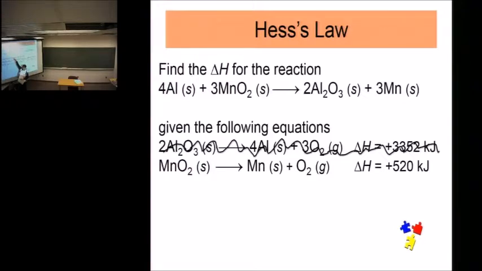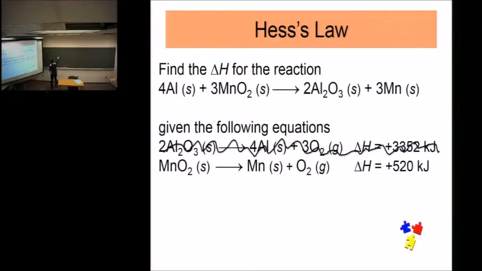Okay, except, what about the, how much? 3. I need 3. Does this have a 3? No, it's got to match exactly. Okay, that has 3 MnO2 as a reactant. Guess what? That better be 3 MnO2 as a reactant. It's not. What should we do? Multiply everything by 3? Okay, so let's do that.